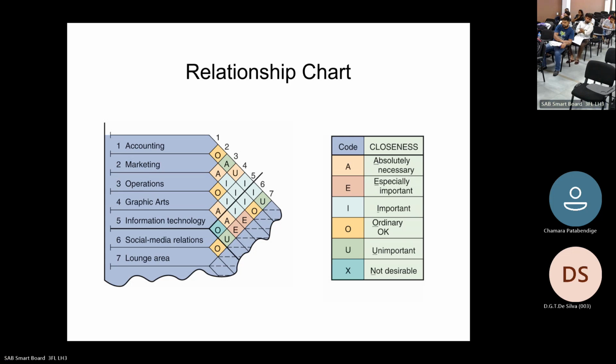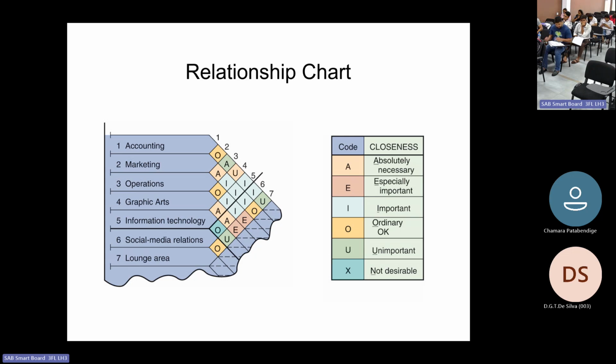Several examples. Now this O here, that refers to what? That is the relationship between accounting and marketing. Can you understand it? O here. What is this A? That is absolutely necessary, between accounting and operations. And what is this say? Marketing and operations. Check and see whether you can understand.